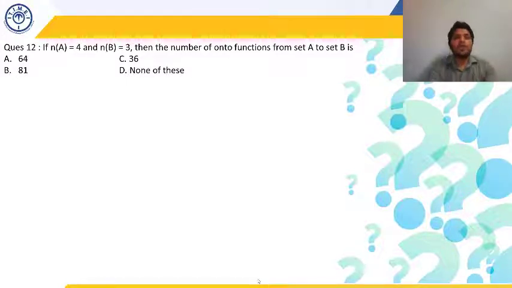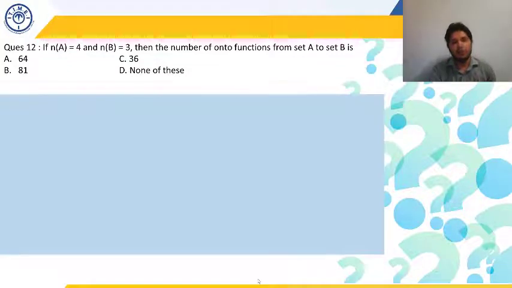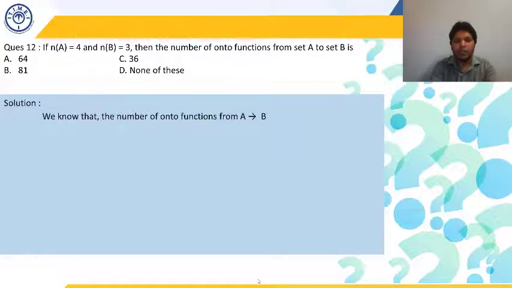Okay, so what has been asked in this question? If n(A) is equal to 4, n(B) is equal to 3, then find the number of onto functions from set A to set B. I hope you all have studied functions, so you have all got the idea of what onto functions are. n(A) is the number of elements in set A, n(B) is the number of elements in set B. So the number of elements in set A is 4 and the number of elements in set B is 3. We need to find the number of onto functions from set A to set B. That has been asked in this question.